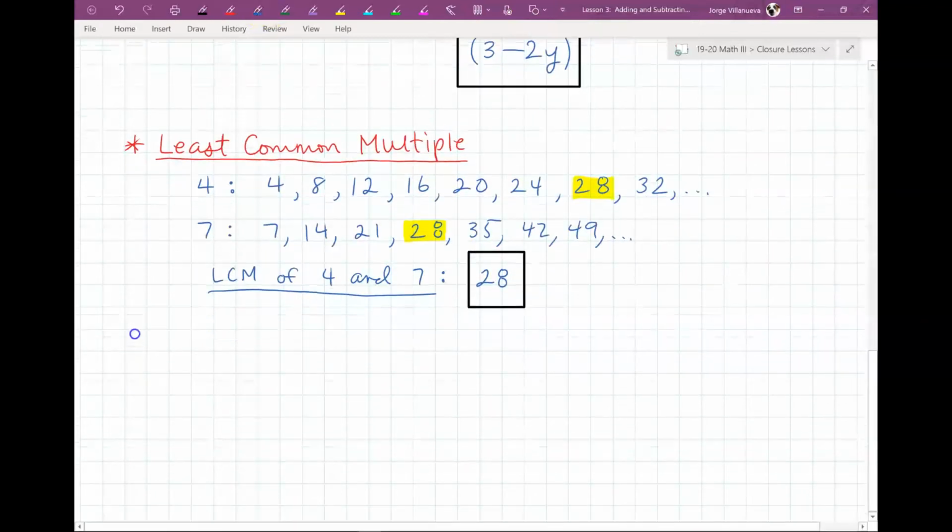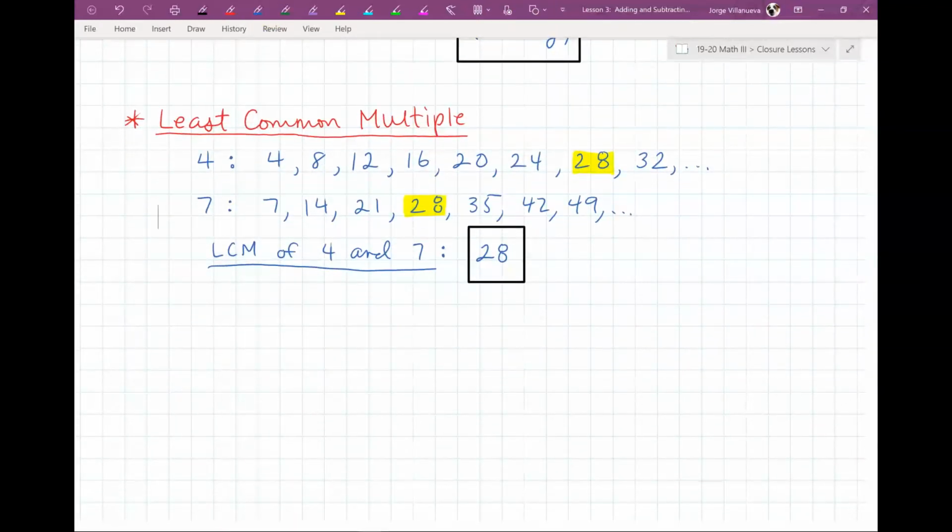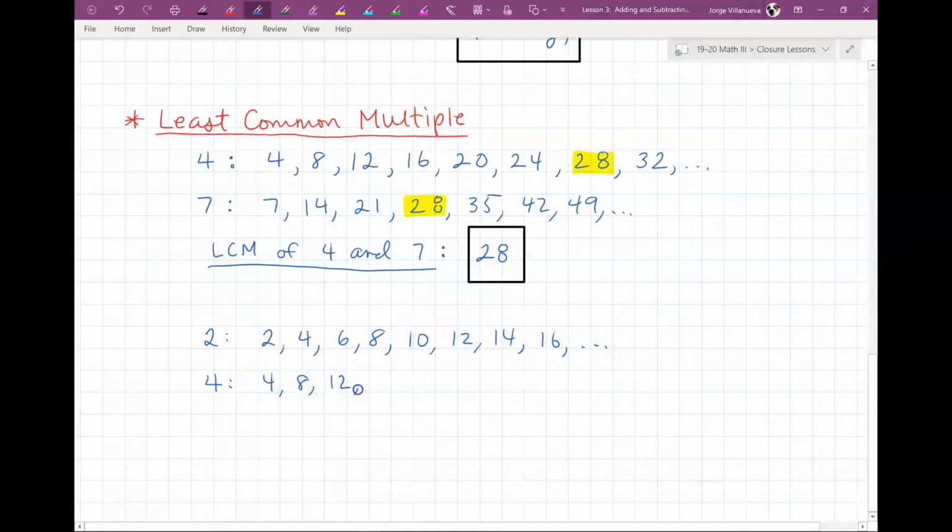But let me just do another one of these little tiny examples just to kind of prove a point. So if I asked you what's the LCM of 2 and 4, we'd write 2, 4, 6, 8, 10, 12, 14, 16, etc. And then let's do 4, 4, 8, 12, 16, 20, 24, etc.